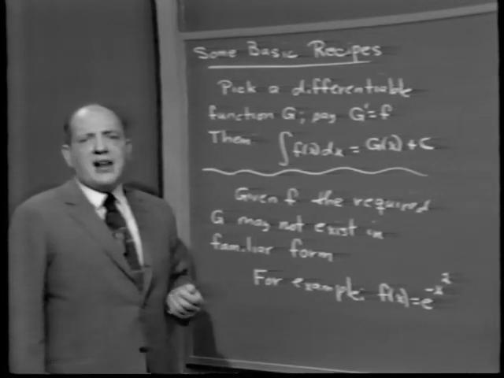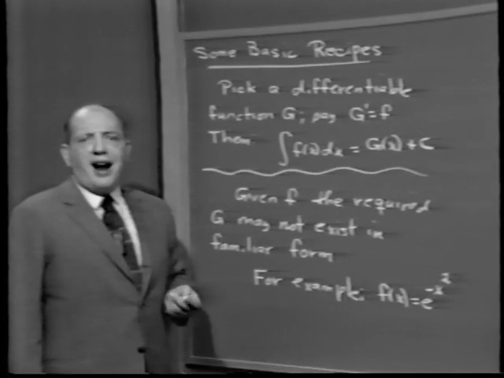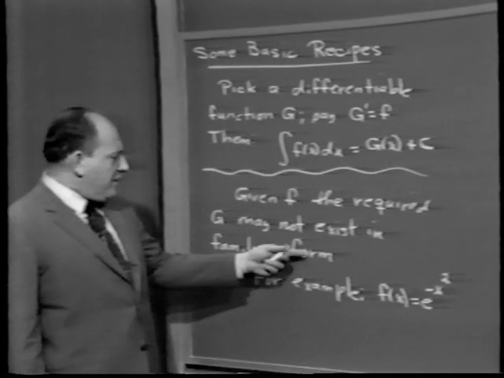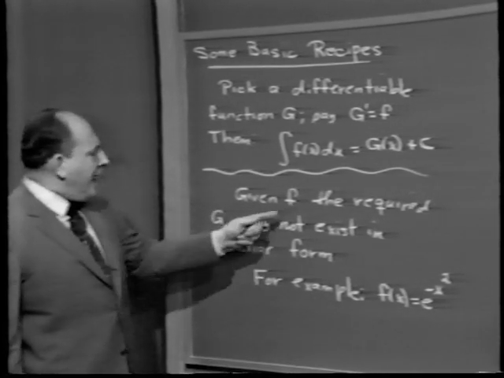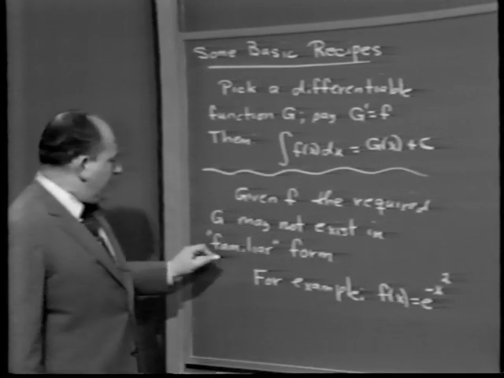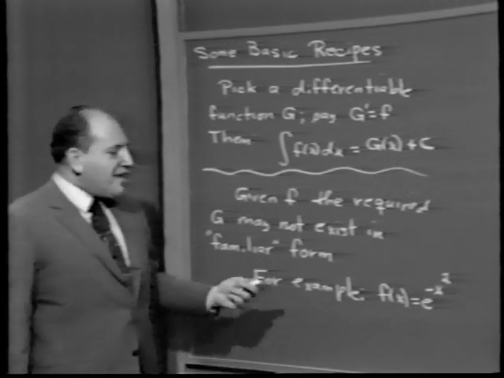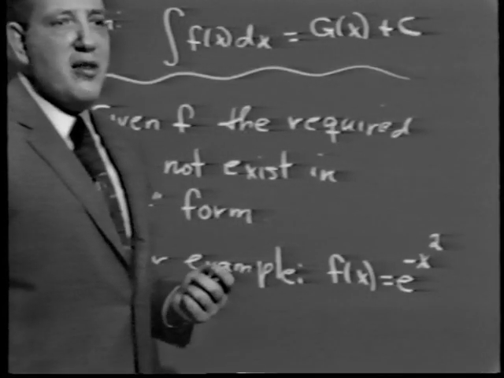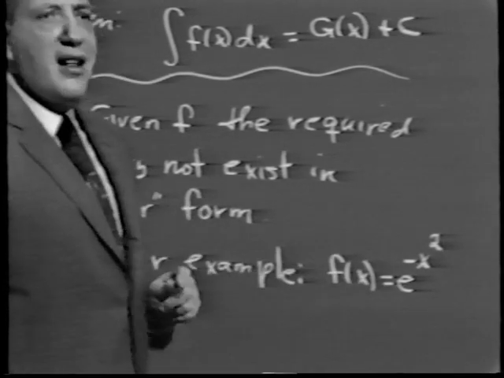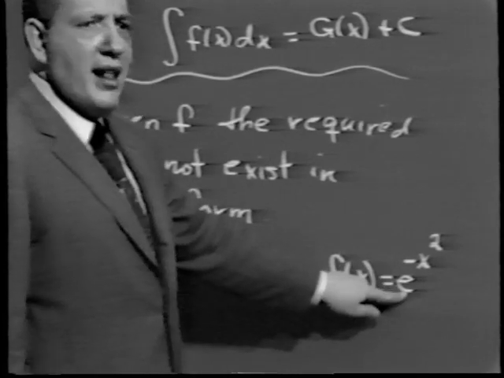In fact, in many cases, we can't do it as explicitly as we would like to, no matter how sharp we are. For example, I've just reviewed this so that you can think of this in one block. Given f, the required g may not exist in familiar form. I don't want to pin down what familiar means any more than that right now. For example, the illustration that we've used several times already in the course. Suppose f of x is e to the minus x squared, and we want a function whose derivative is e to the minus x squared.